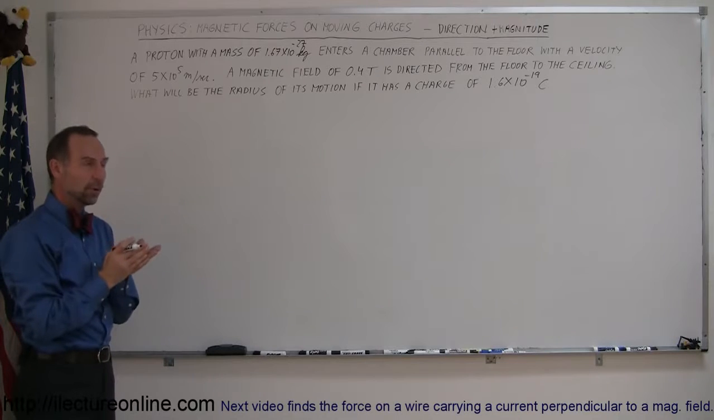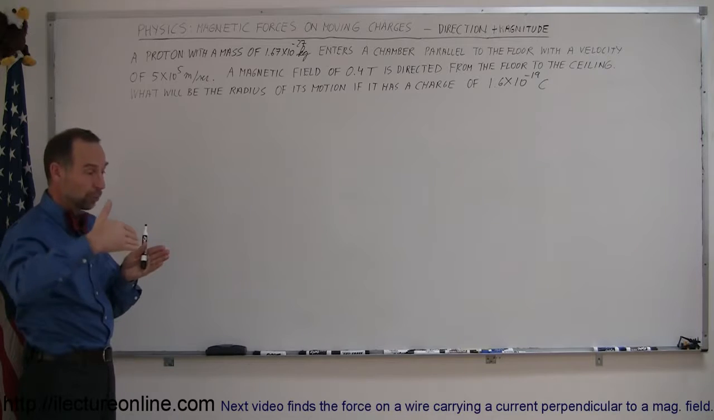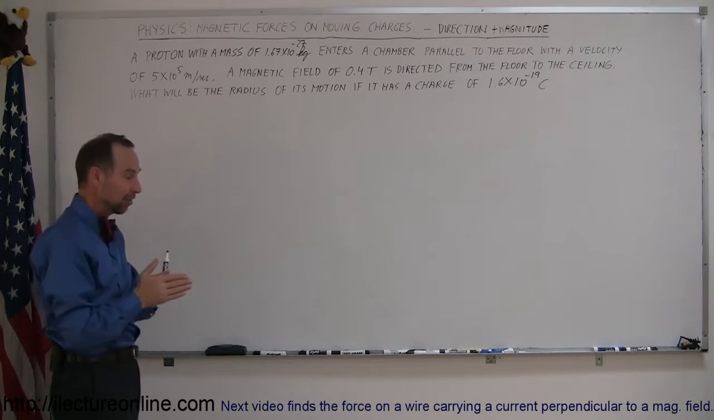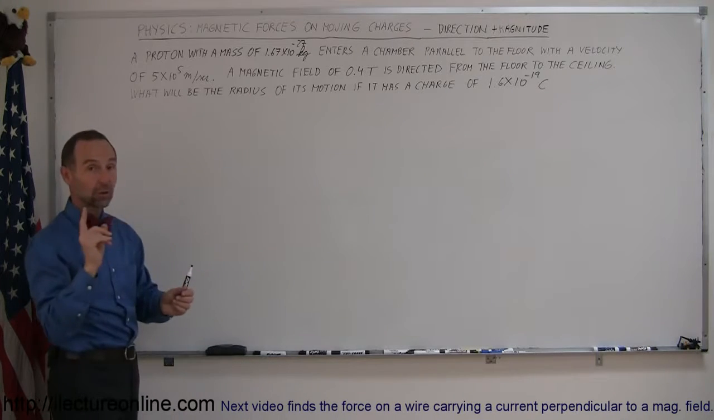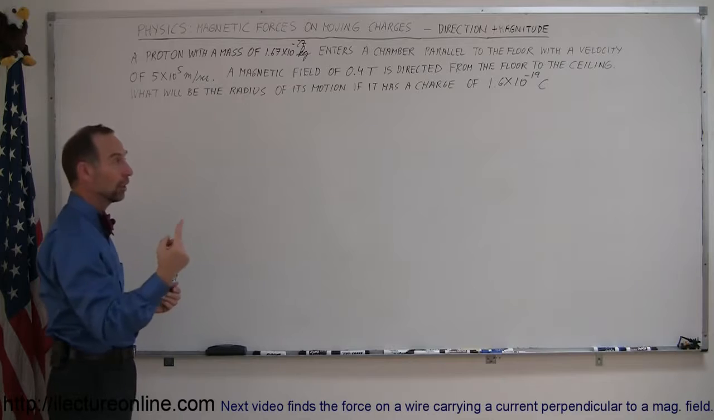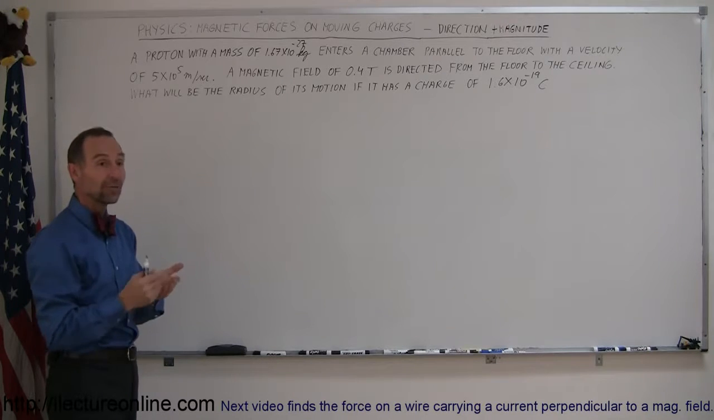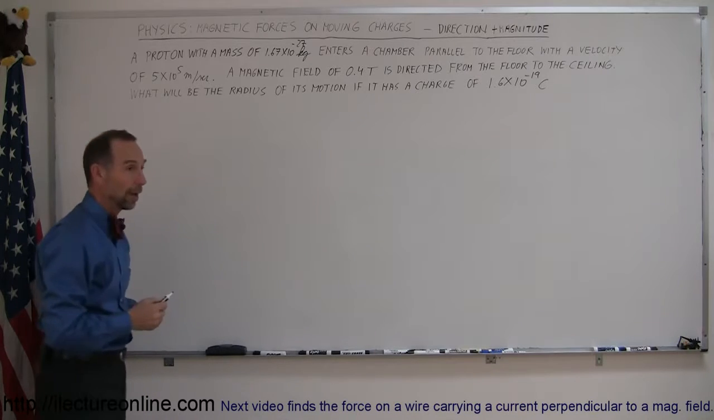Well, you have to remember, when a charged particle moves through a magnetic field, it's going to feel a force perpendicular to its motion, which causes the particle to deflect. And as it deflects, the force continues to be perpendicular to its motion, which causes the particle to go around in a circle. So the objective of this problem is to find the radius of the motion of that particle, in this case a proton.